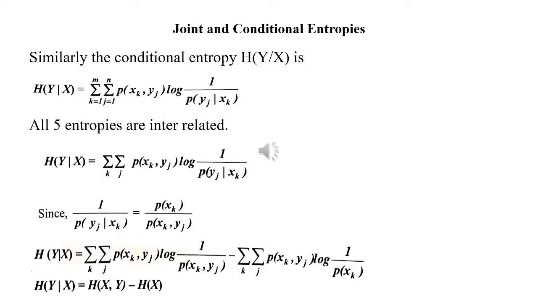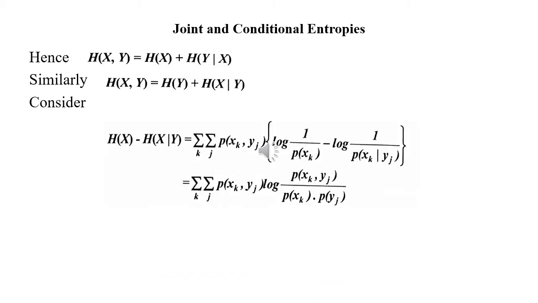Similarly, we can write the expression for H(Y|X). All the 5 entropies are interrelated. We can show that H(Y|X) equals H(XY) minus H(X). Hence, H(XY) equals H(X) plus H(Y|X). Similarly, H(XY) equals H(Y) plus H(X|Y).